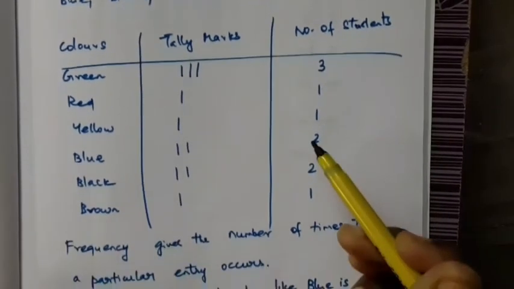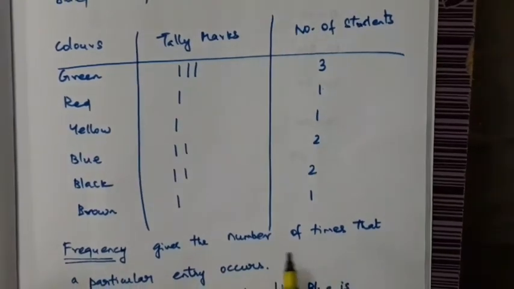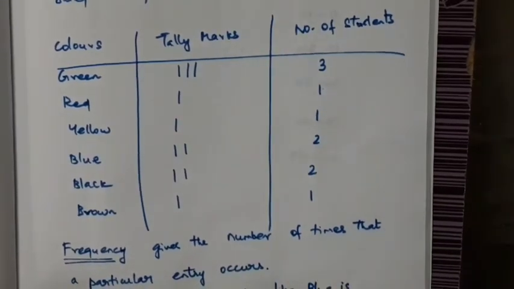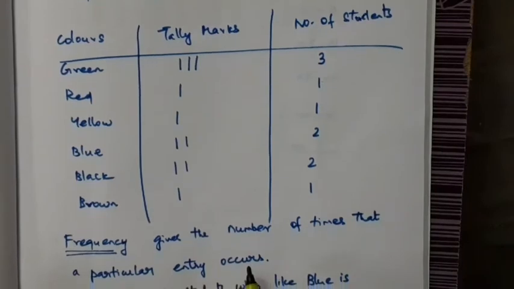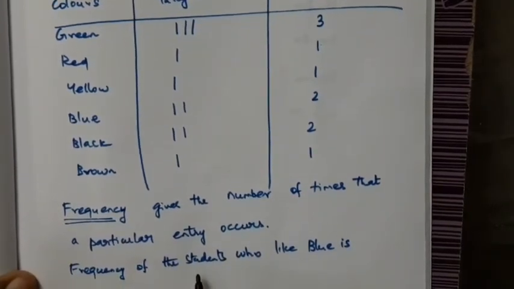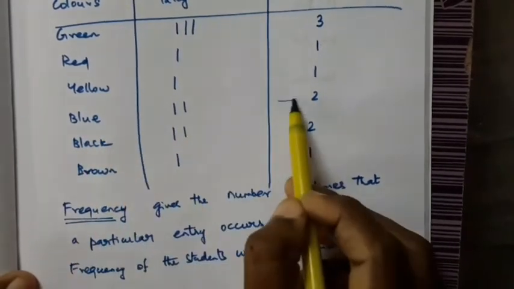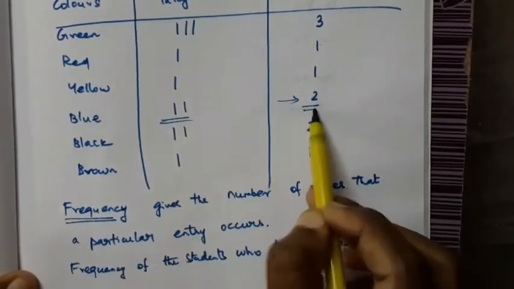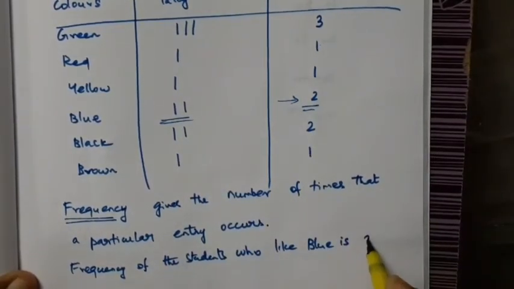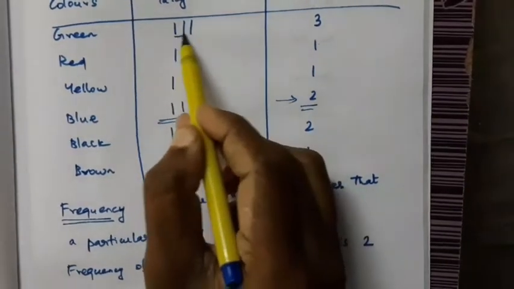Now, what is called frequency? Frequency gives the number of times that a particular entry occurs. Suppose I ask what is the frequency of the students who like blue. The blue color is liked by 2 students, so the frequency is 2. Suppose I ask what is the frequency of the students who like green, then in that case it will be 3.